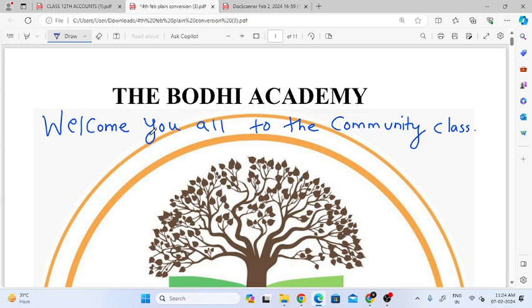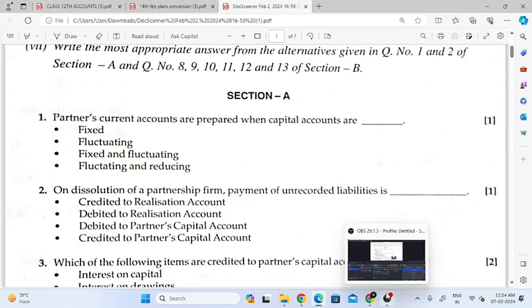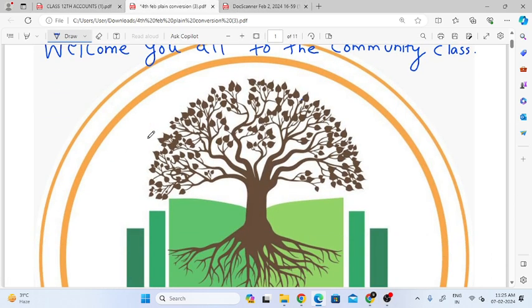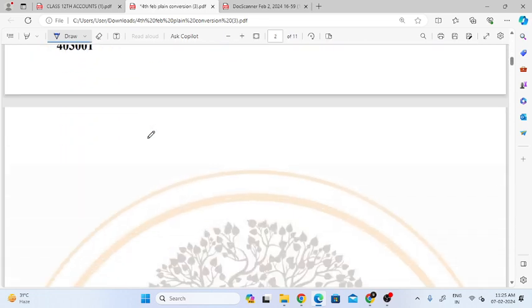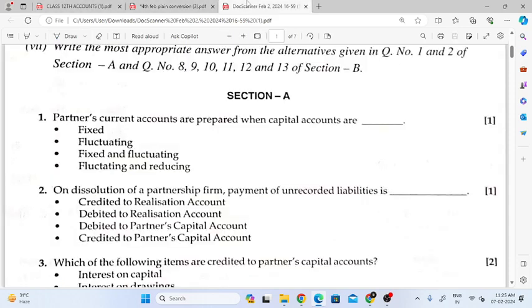Today we'll be starting with the accounts paper of 2018. So let's start with the paper discussion. Quickly, let's start with the discussion of the Goa Board 2018 accounts paper.